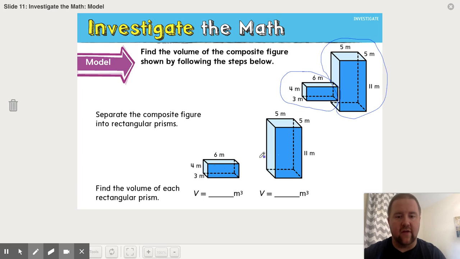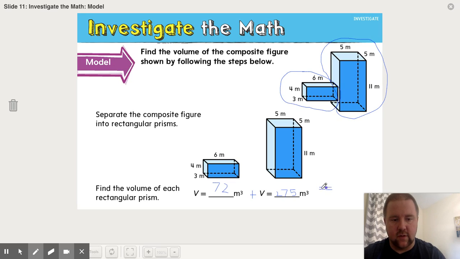So if you look down here, they separated them into two separate rectangular prisms, and then we're just finding length times width times height. So we have length times width times height here. 4 times 3 is 12 times 6 is 72. And then over here, we could do it multiple different ways. We could do 5 times 5 is 25. And then when you do 25 times 11, that's 275. And then we would add them together, this plus this.